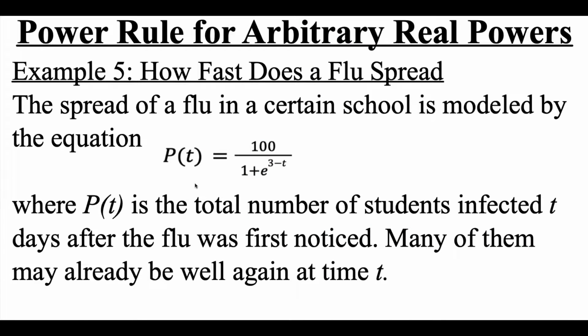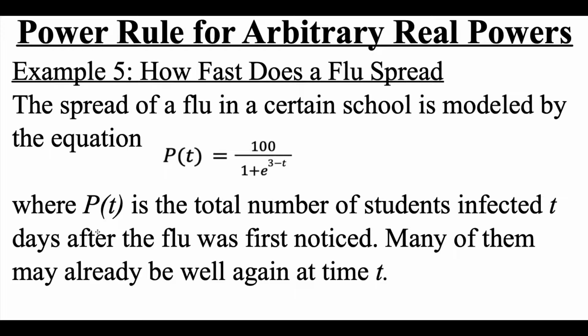Now, in our last example, we're going to look at tracking the spread of flu in a school. So this one says the spread of a flu in a certain school is modeled by the equation P of t equals 100 over 1 plus e being raised to the 3 minus t power, and P of t represents the total number of students that have been infected t days after the flu was first noticed. Some of those people may have already gotten well. This is just tracking the total number of infected.